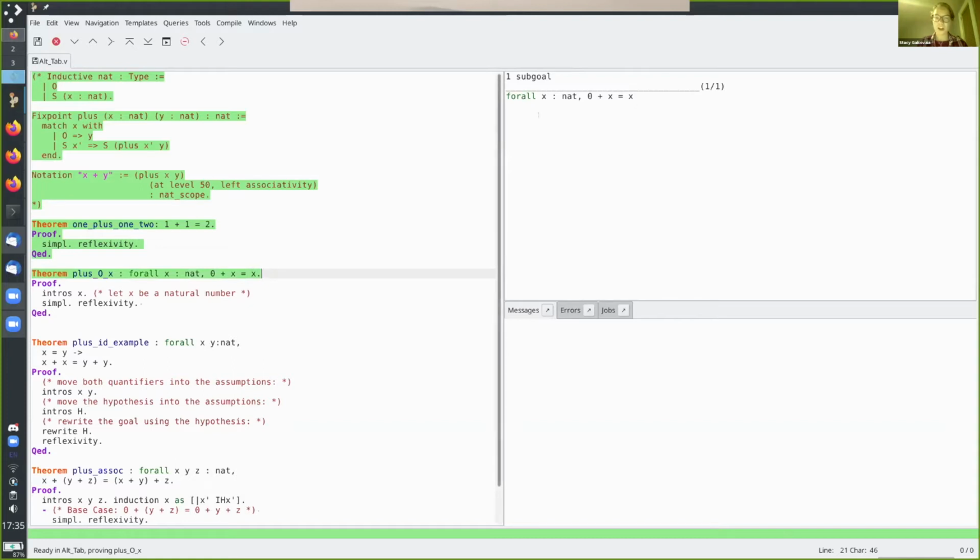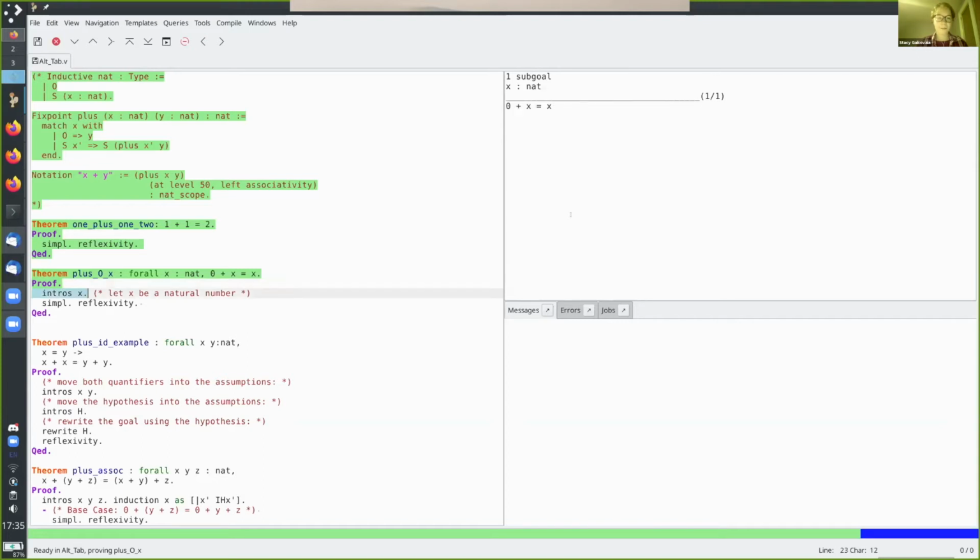So we've got in our goal, for all natural numbers x, 0 plus x equals x. Cool. Let's begin our proof script. The first thing that we do when we have a universal quantifier like this, for all x, is we can call this tactic called intros x. And what that tactic does is it's the equivalent of, in an informal proof, stating, let x be a natural number, or for some natural number x, or statements like that.